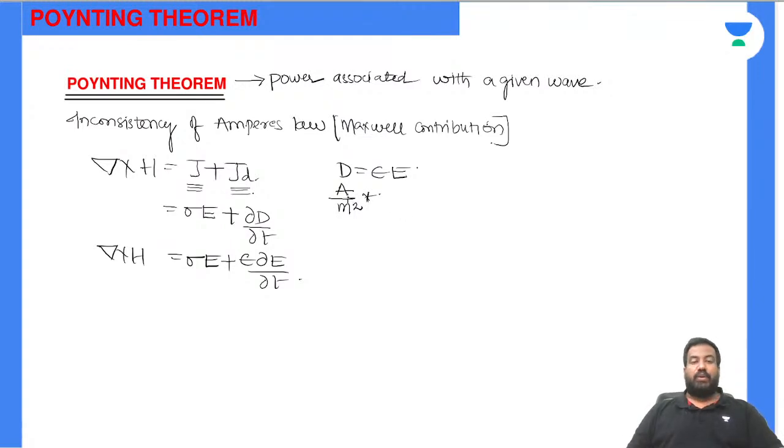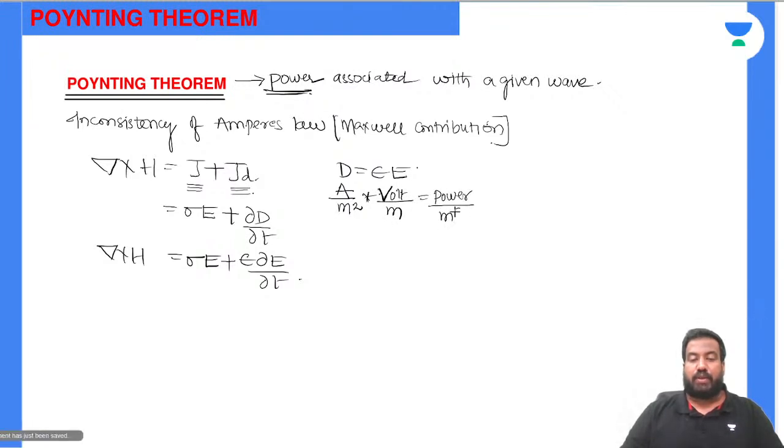But by definition, you know that Poynting theorem will give you something related to power. If you want to convert this into power, you need to multiply it with volt per meter. Then it will be converted into power per meter cube, power per unit volume.